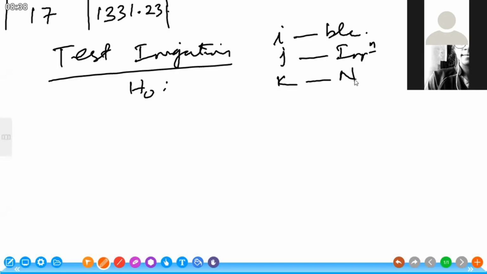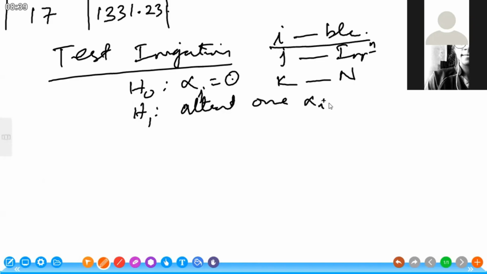Null is alpha. You can write down the model. I might ask you to write down the model. So you know the model of the split plot design. Alpha j is equal to 0, assuming I is the block. So this is my null. Alternative is at least one alpha is different from the rest.